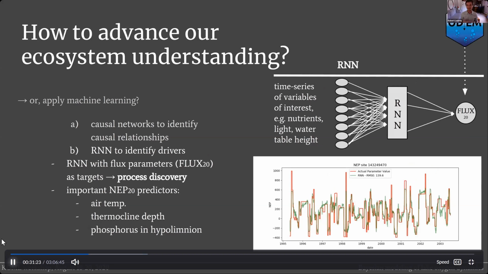And here on the lower right, you can see a first result. So the RNN is able to replicate the dynamics of the NEP20 parameter, so the net ecosystem production. And we also did a really simple sensitivity study, and we got to know that for the NEP20 predictions, the air temperature, the thermocline depth, and the phosphorus in the bottom layer were the most important ones. So this is also a really interesting first result that we could use to advance our process-based model for the next step. So yeah, currently we are here.